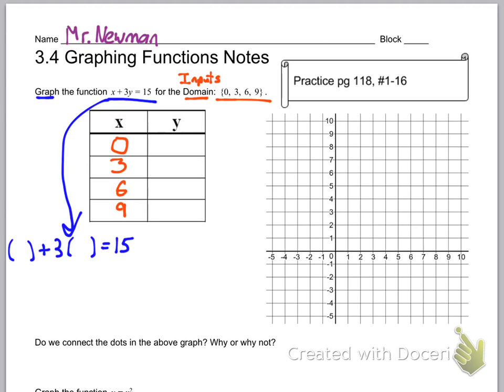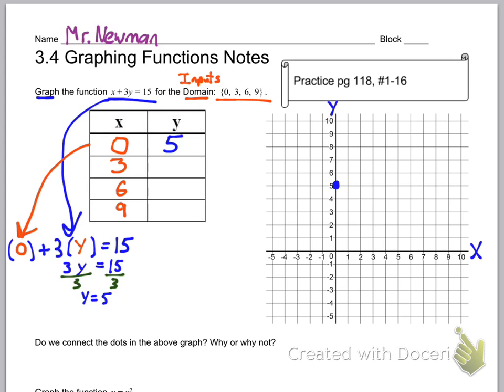The first blank was our x. We know what that is. That's 0 in this first case. We don't know what y is, so I'm going to put the letter y, and we're going to solve for y to figure out what our output is. So 3y equals 15, because the 0 doesn't change anything. Divide by 3, so y equals 5. So I'm going to write that down up there, and the first point I can plot is 0, 5.